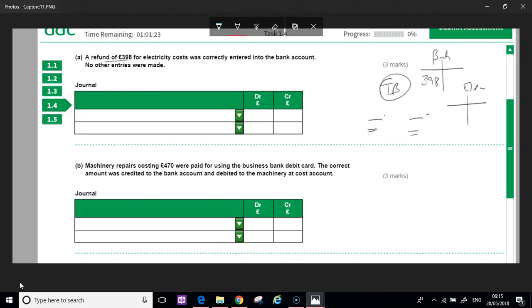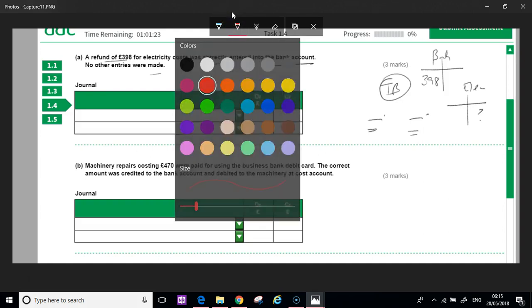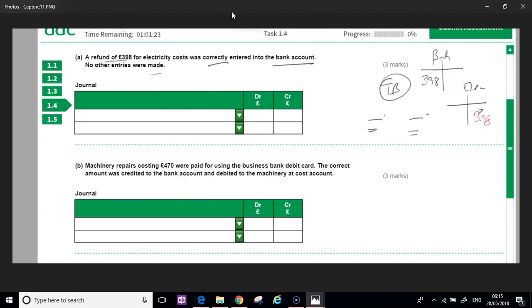It's double entry. You have to go back to this. You need to know what the double entry is. I know electricity is typically something we pay for, but now they're giving you a question that flips things. There's nothing to panic about. Really we should have put 398 here, but it says this was correctly entered in the bank account, but no other entries were made. So our solution is to fix the problem. So 398 here, and therefore in my suspense account, 398. I'm debiting my suspense account 398, and crediting electricity costs 398. That's how we solve this problem.